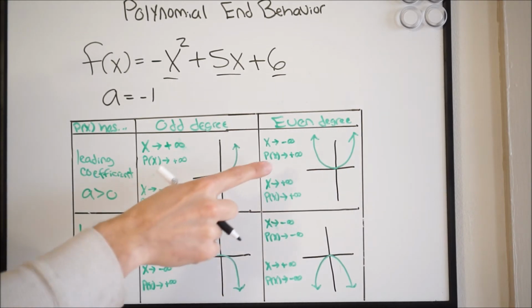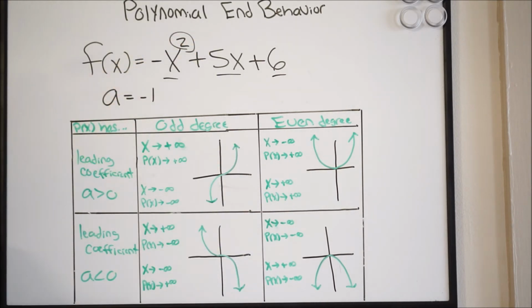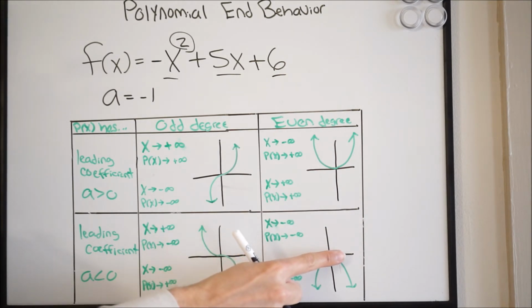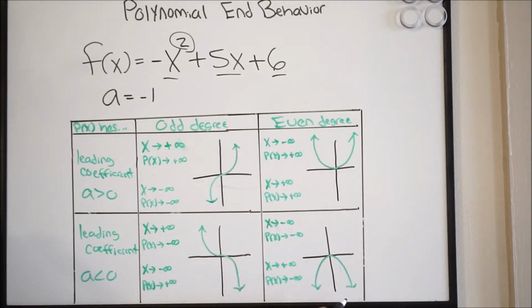And then we just determine, is it an even or odd degree? It looks like we have an even degree here, so we're using this graph right here. And this says that as x approaches positive infinity, the function will approach negative infinity. And as x approaches negative infinity, the function approaches negative infinity.